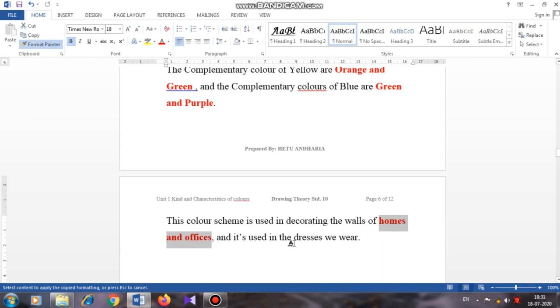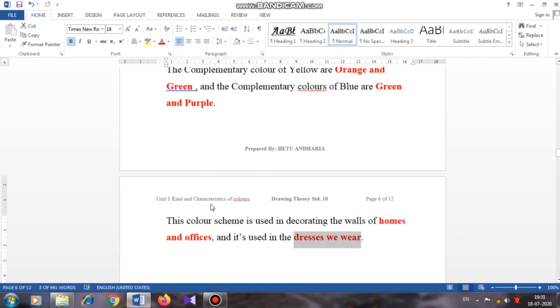Then in the home also we use matching color scheme. Suppose we use red color curtains and yellow color, the opposite is light green color wall. It will not look nice. It will look like a funny thing, right? So this is the answer.